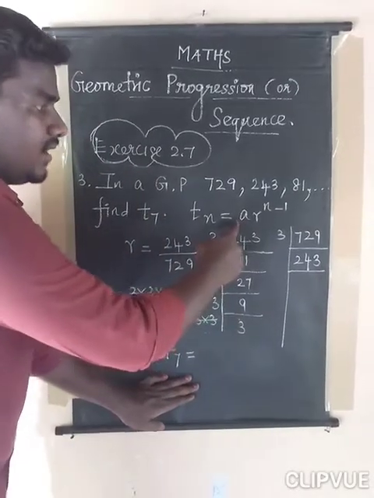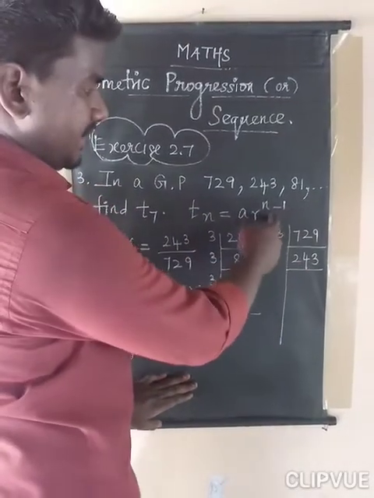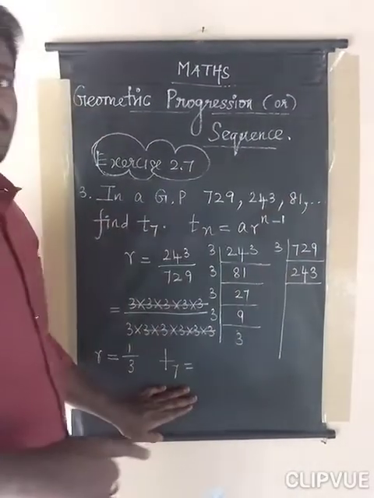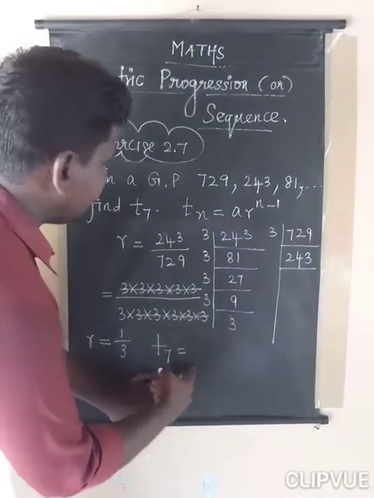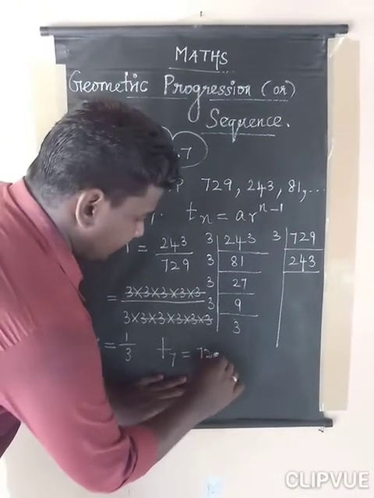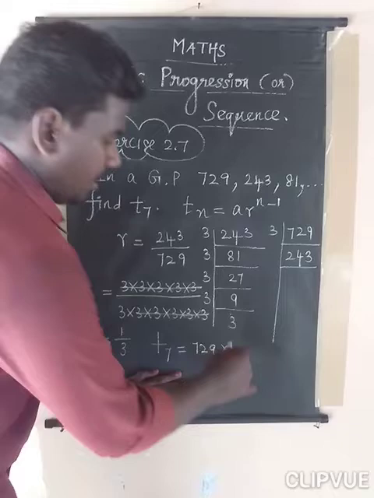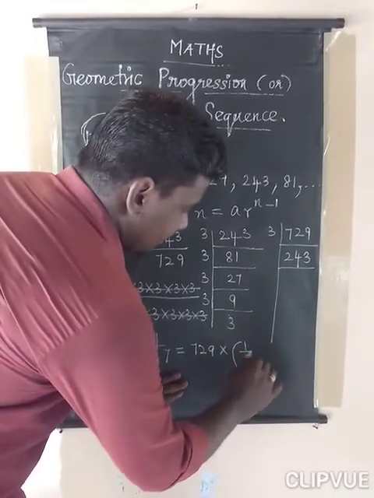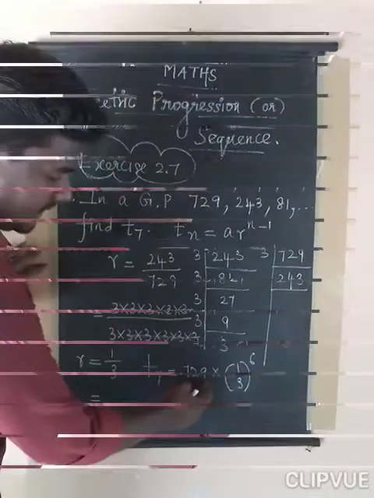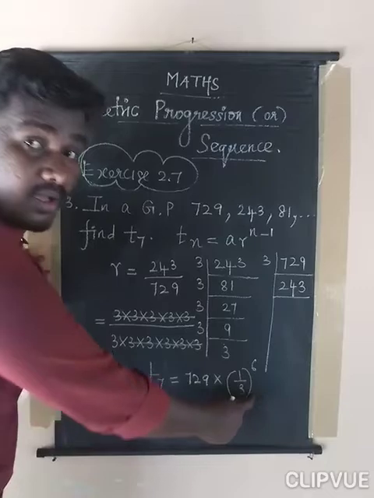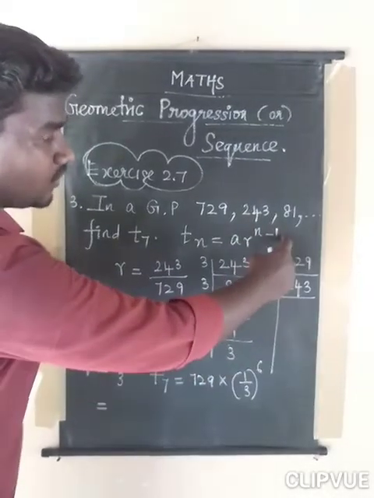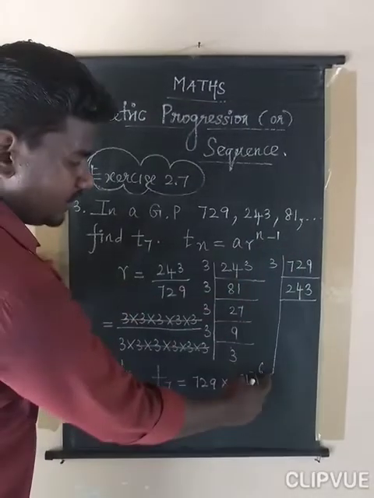first term A R power n minus 1. So n is equal to 7. 7 minus 1 is equal to 6. So A is 729 into R is 1 by 3 whole power, that is 729 into R power n minus 1. N is equal to 7 minus 1 gives 6.